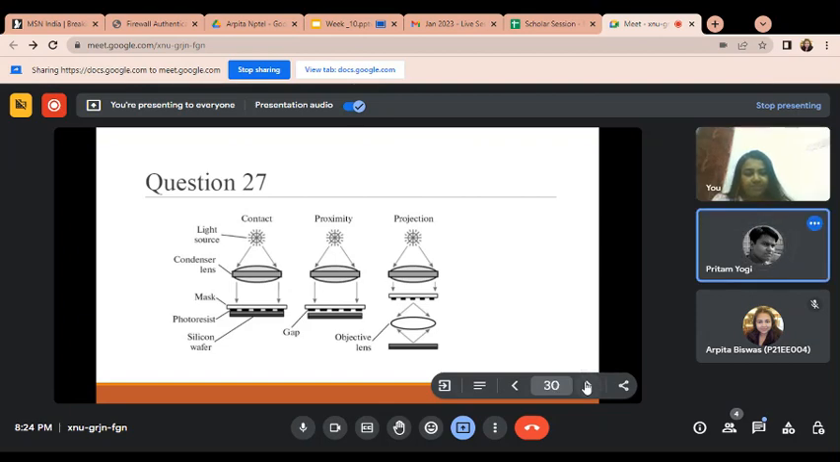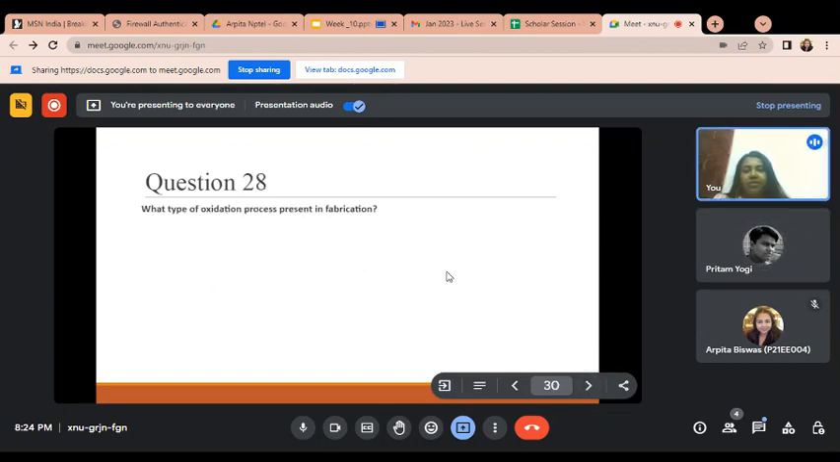Okay. What type of oxidation process is present in fabrication technique? Wet and dry. Yes. Thermal oxidation. Yes, I'm talking about the thermal oxidation.